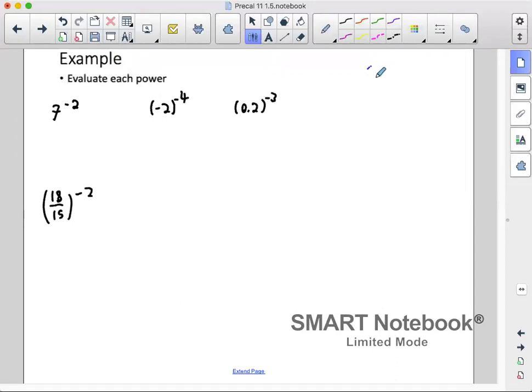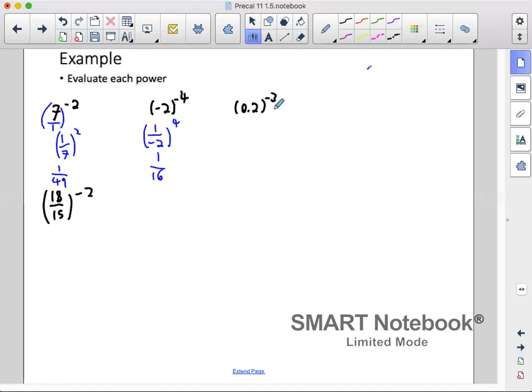Okay, evaluate each power. So we have 7 to the power of negative 2. So 7 is technically the same as 7 over 1. So this becomes 1 over 7 squared, which would be 1 squared is 1, 7 squared is 49. Next one, we've got negative 2. So we have 1 over negative 2 to the power of 4. 1 to the power of 4 is 1. 2 to the power of 4 is 16.